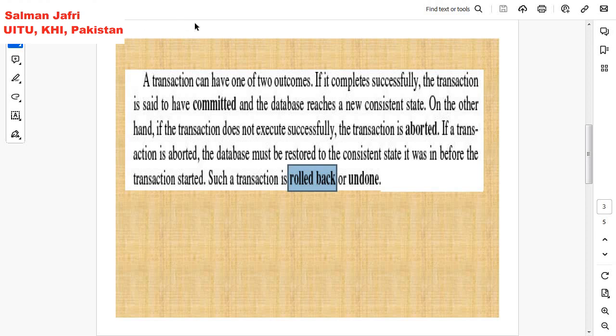It should increase the rupees 5,000 in account A's amount, isn't it? So that the state is consistent just before when the transaction started. So this is the concept, a really important concept of commit and rollback.